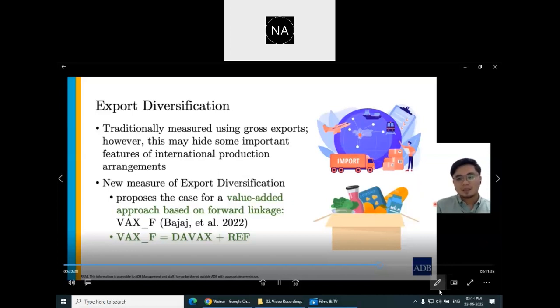Hence, a new measure of exports diversification is proposed by Bajaj et al. in 2022, which includes my colleagues Janine Lezatin and Christian Habagat. They recommend to use the value-added approach based on forward linkage, or VAX-F. In the Borin and Mancini exports decomposition framework, VAX-F is conceptually the same as the sum of DAVAX and REF. Again, DAVAX is the domestic value added that is directly absorbed abroad, while REF is the reflection.